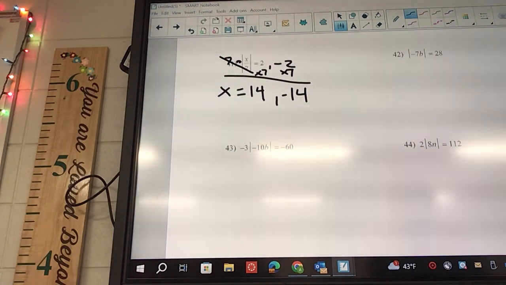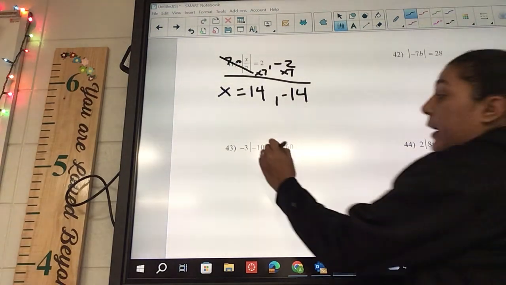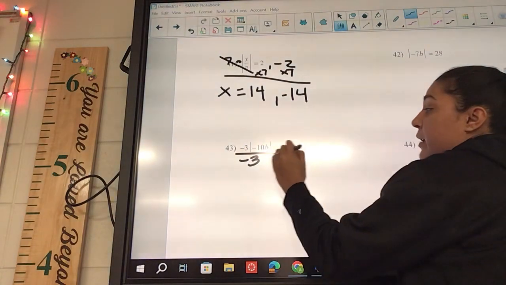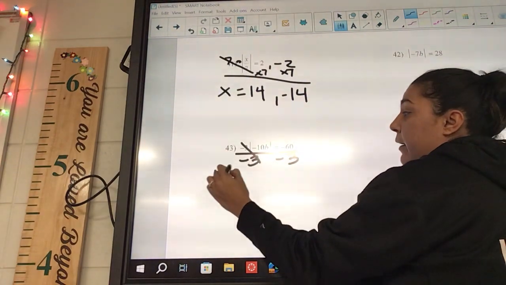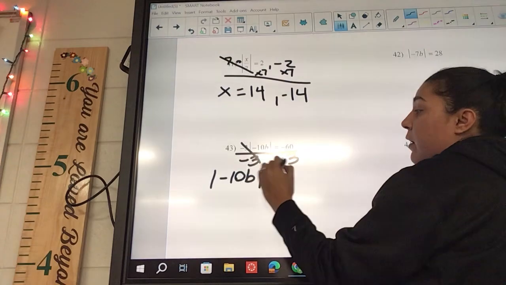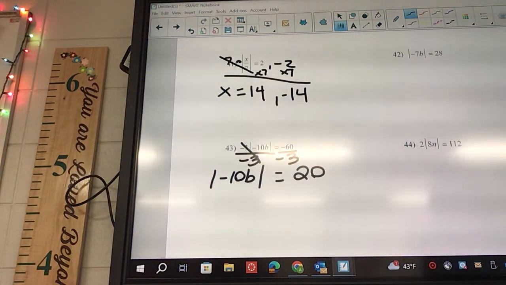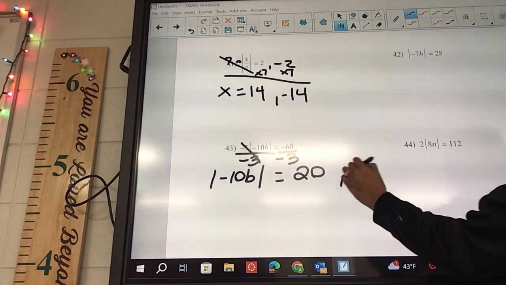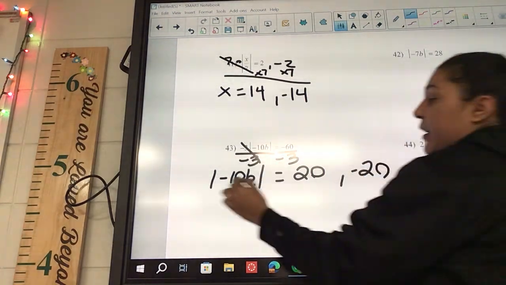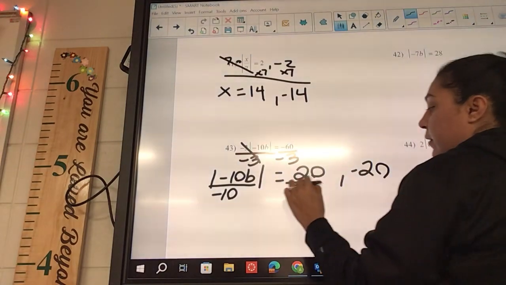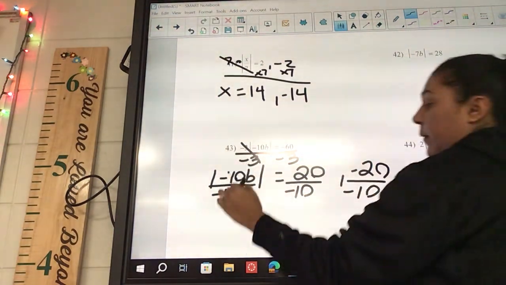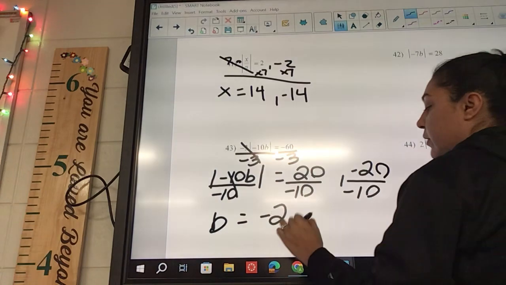Okay, if we look at number 43, what needs done first? We need to divide by -3 on both sides. Okay, so we're gonna get the absolute value of -10b equals 20. 20, 40, 60, yeah. Okay, and then what? And then put the second, the comma. Comma, making a -20. And then yes, Oscar, divide by -10. You're good. Okay, so I'm gonna get -2 and a +2.